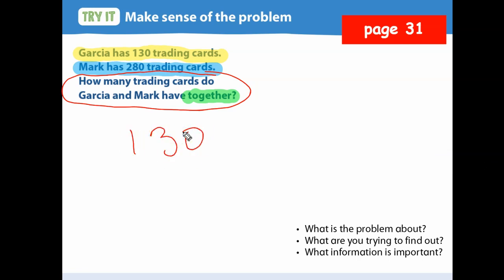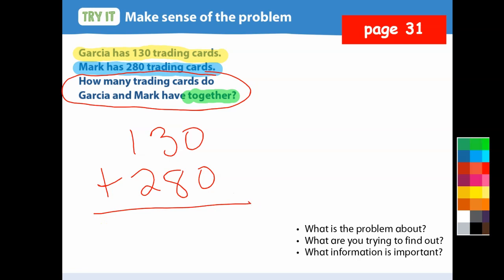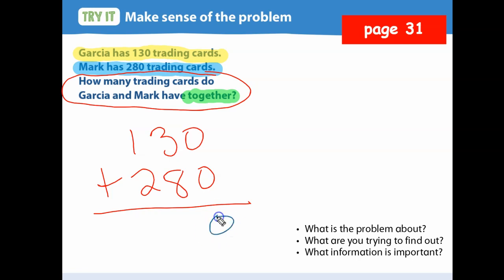130 plus 280. Okay. Obviously, the ones place first. So what's 0 and 0? 0. Whatever I'm doing, you're doing, right? Perfect. 3 plus 8? 11. Because look, it's 8, 9, 10, 11. I put the 1 down, and then I carry the other one to the tens place.